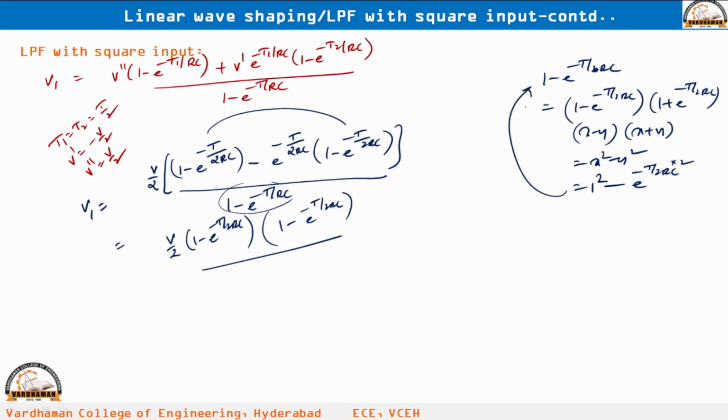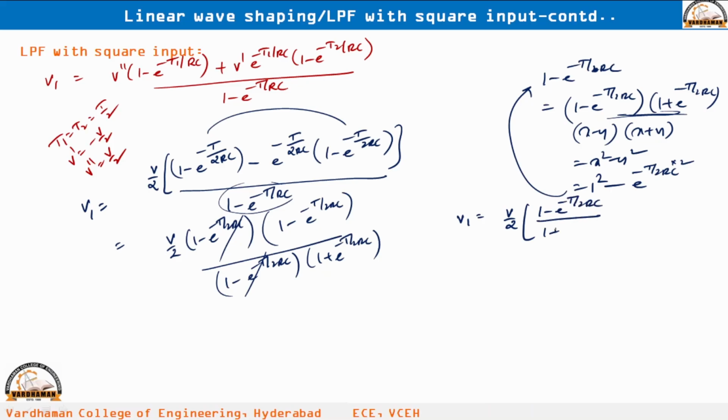So, the denominator can be written as the product of these two terms: 1 minus e power minus t by 2 RC, 1 plus e power minus t by 2 RC. This one will be cancelled. So, V1 is equal to V by 2 into 1 minus e power minus t by 2 RC by 1 plus e power minus t by 2 RC. This is what we got. You can remember this equation.